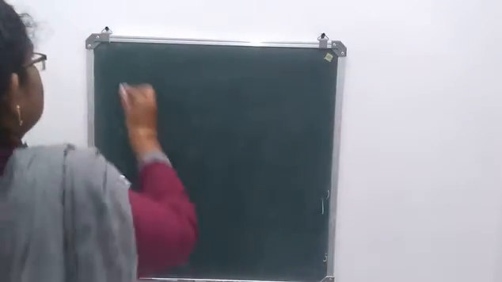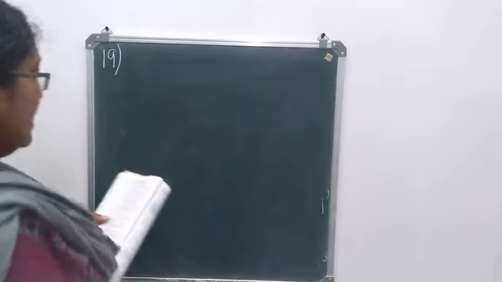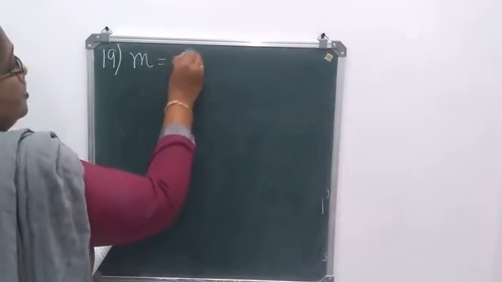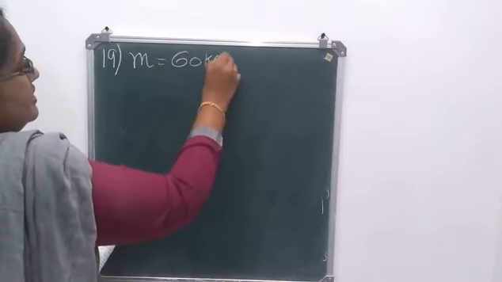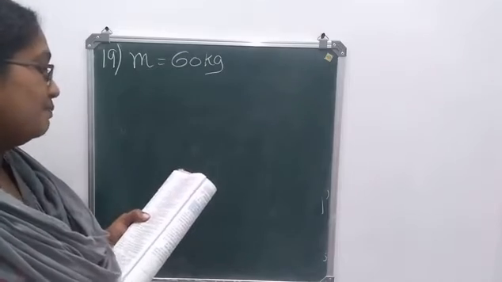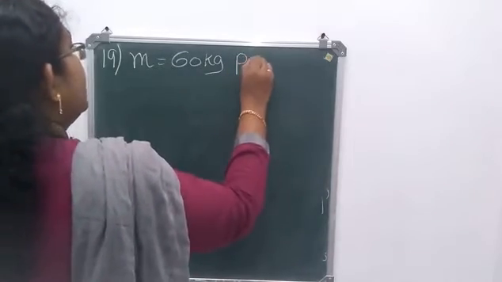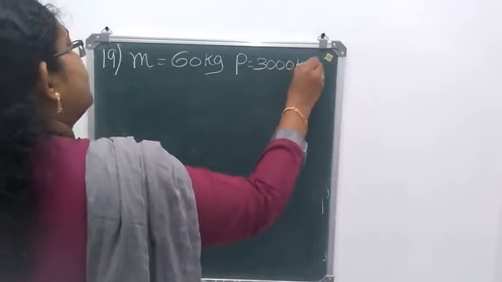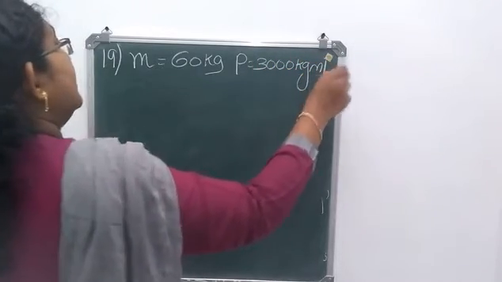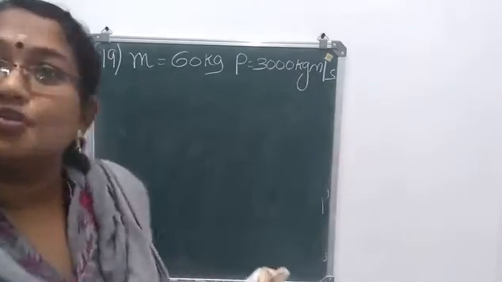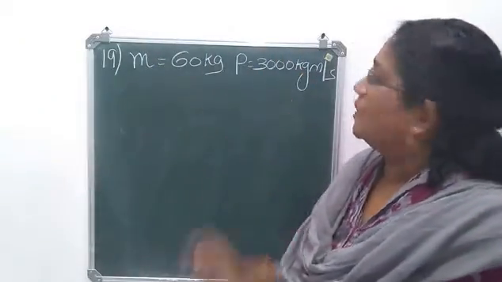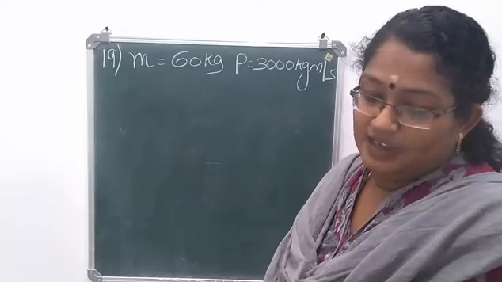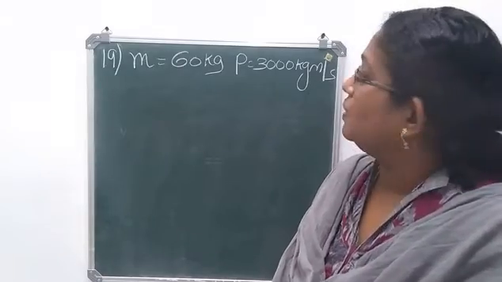Moving to question number 19. A body of mass 60 kilogram. So mass is given as 60 kilogram. It has momentum P equal to 3000 kilogram meter per second, because P is equal to mass into velocity, so the unit is kilogram meter per second. Calculate the kinetic energy and speed of the body.